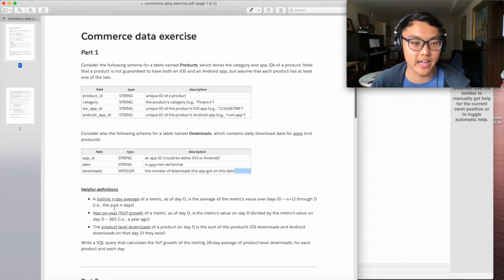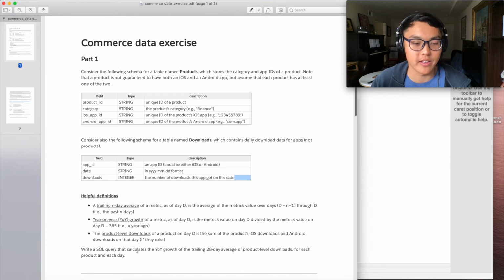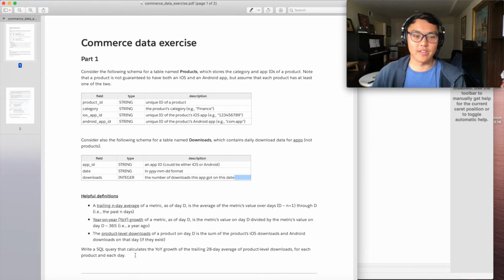And the question is asking, write a SQL query that calculates the year-over-year growth of the trailing 28-day average of product level downloads for each product in each day. Okay, so there's a lot there. It's actually pretty complicated. Reading that first sentence doesn't really make too much sense, but they break it down, right?